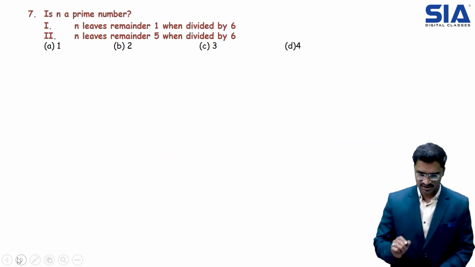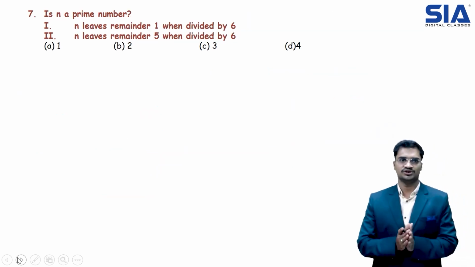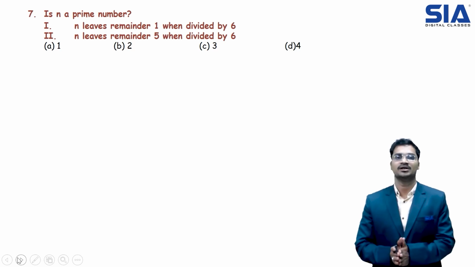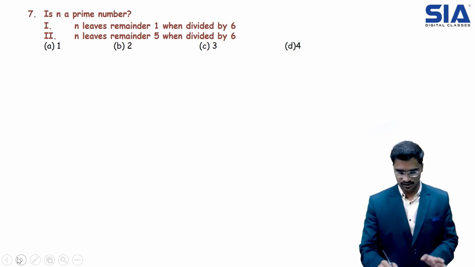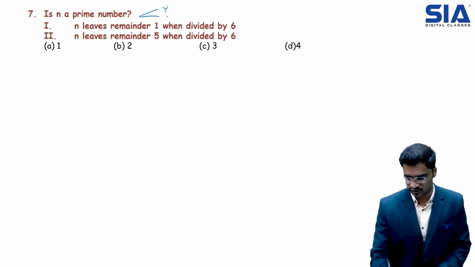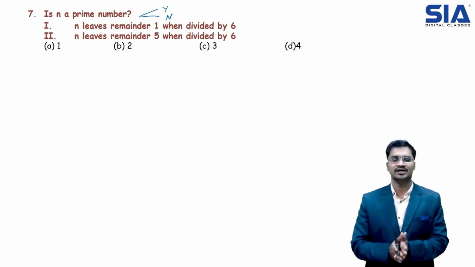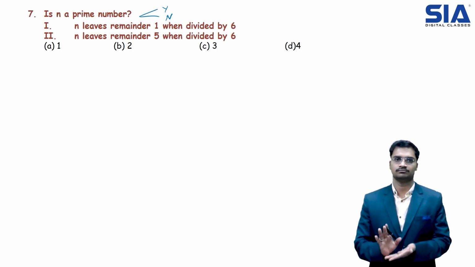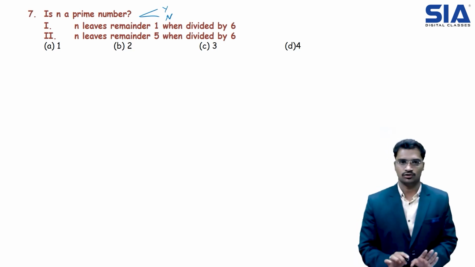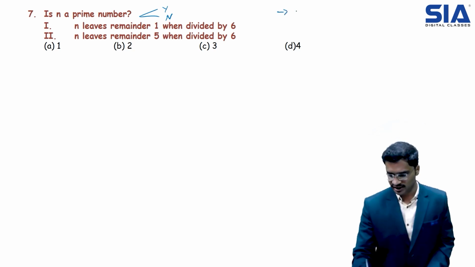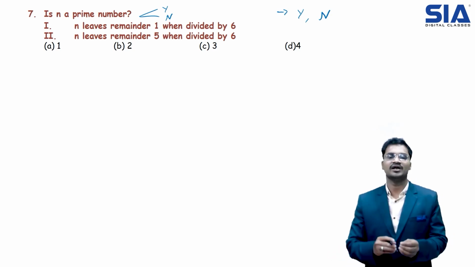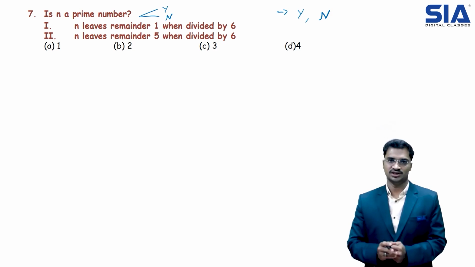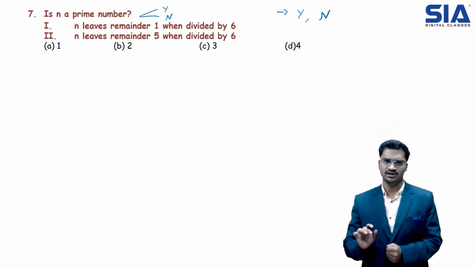Now coming to the seventh question. Observe the question here: is n a prime number? This question is a type of yes or no question. He is asking, is n a prime number or not? We have to tell whether yes or no, and we should only get whether yes or no. If we are getting yes, we should always get yes, and if we are getting no in one condition, then we should always get no in the next conditions also.